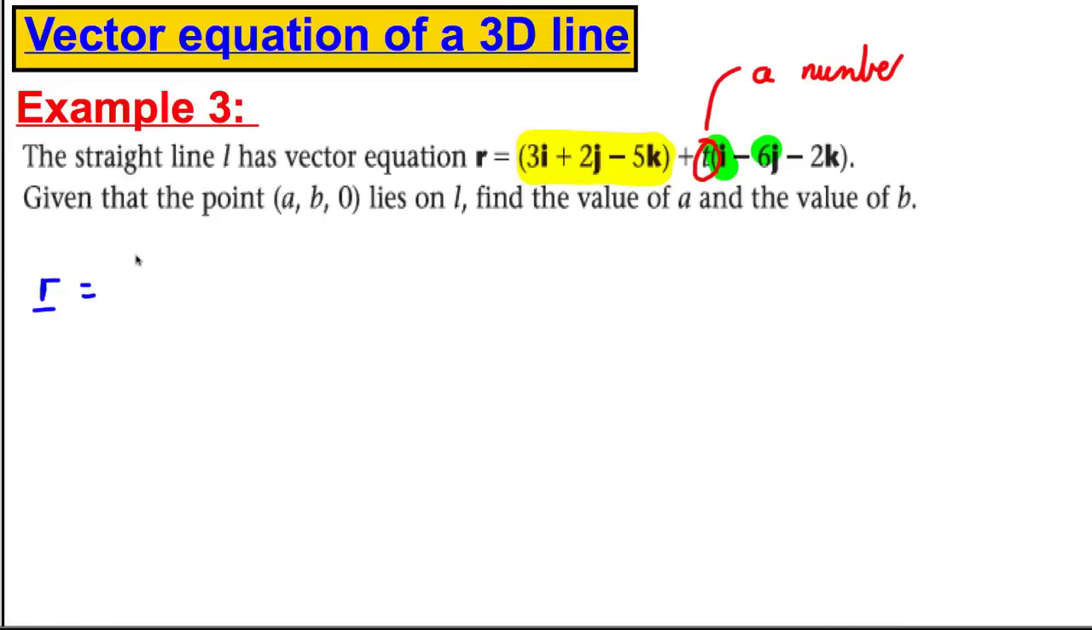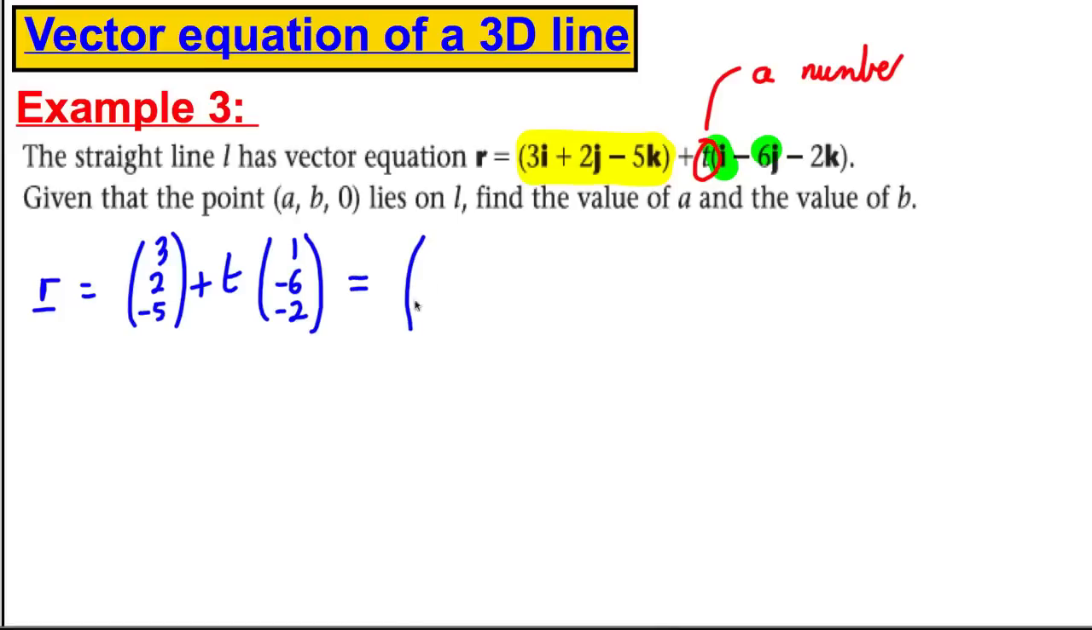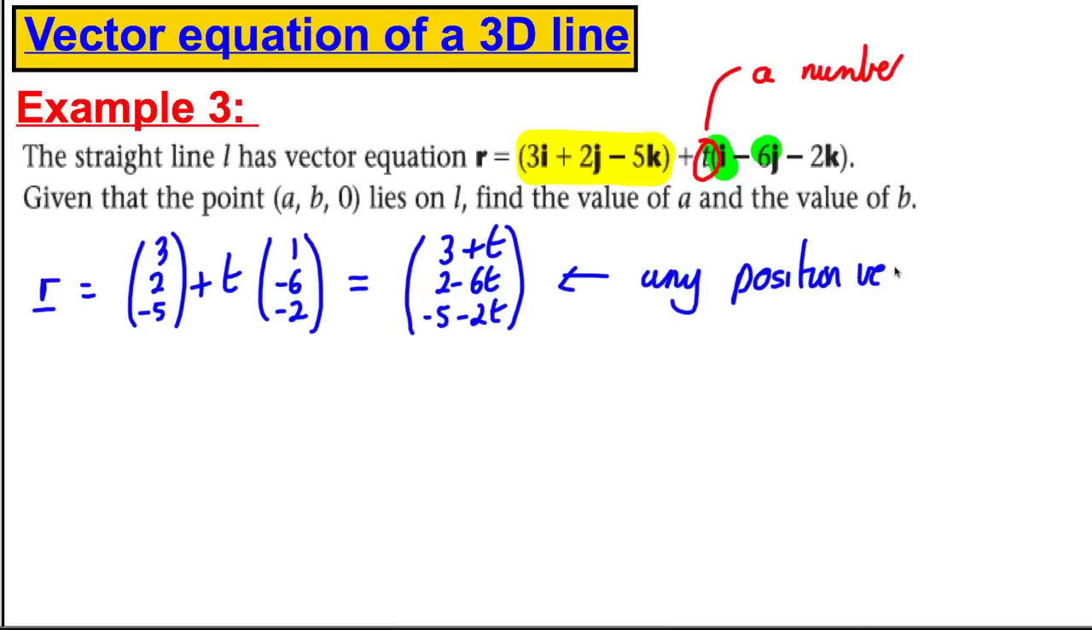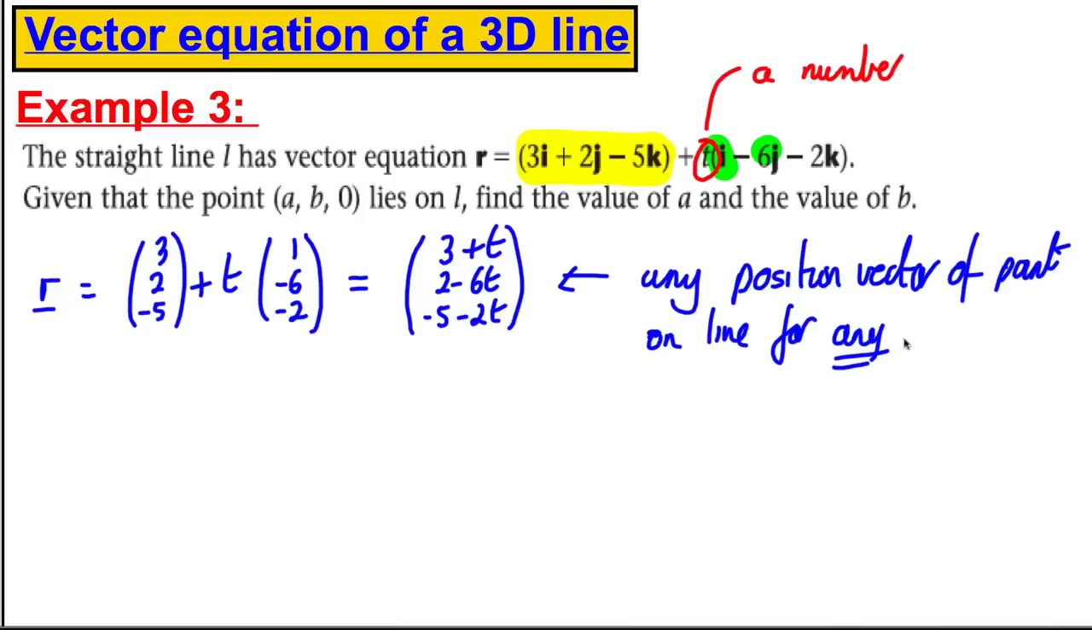Now, r, writing it in column form is probably easier, is (3, 2, -5) plus t lots of (1, -6, -2). Now when you're trying to find a point on the line, it's easier to combine these vectors and write that as (3 plus t, 2 subtract 6t, and negative 5 subtract 2t). Now that's any point on the line. Remember, this is the position vector of any point on the line, for any t.